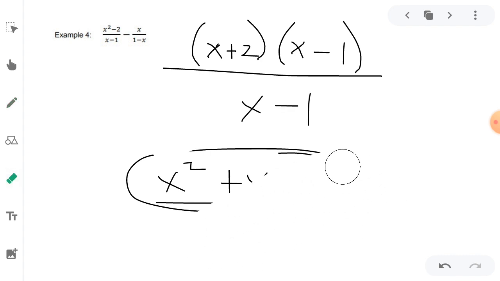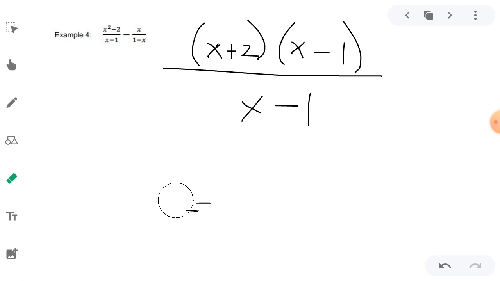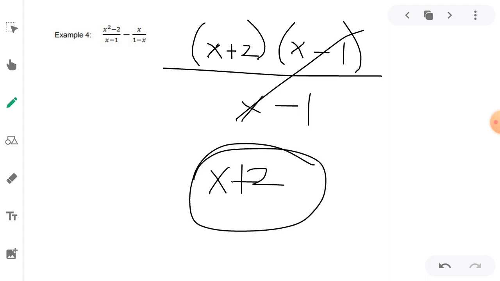Next step, kung napapansin nyo, meron silang pagkakaparehas sa numerator and denominator, the GCF. So, x minus 1, cancelled natin. So, the answer is, ano yung natira? X plus 2. So, this is the answer in example number 4.